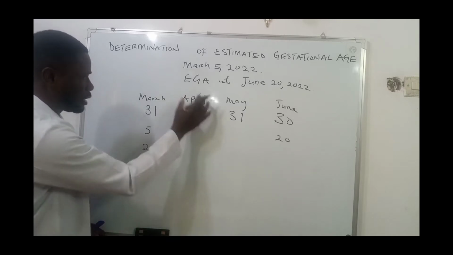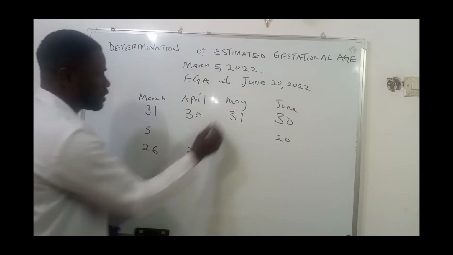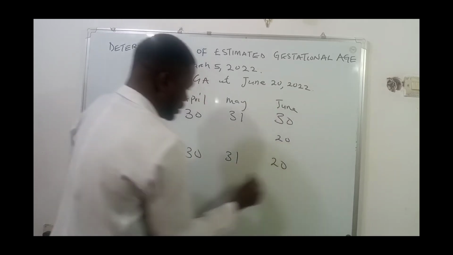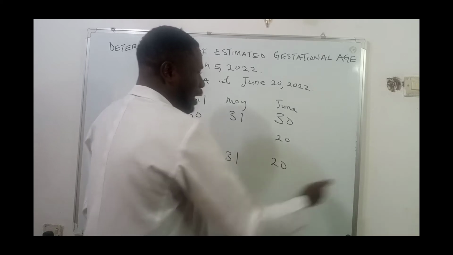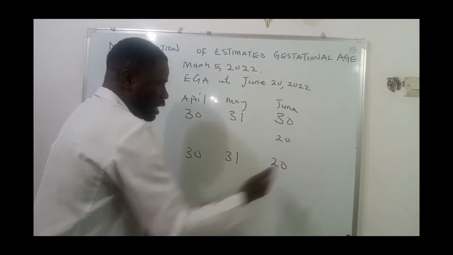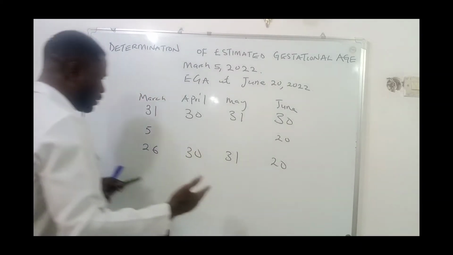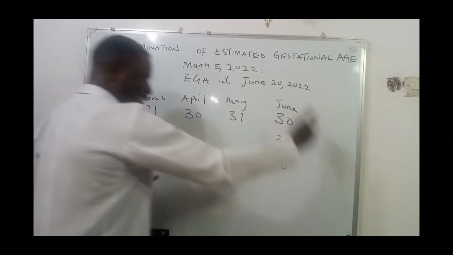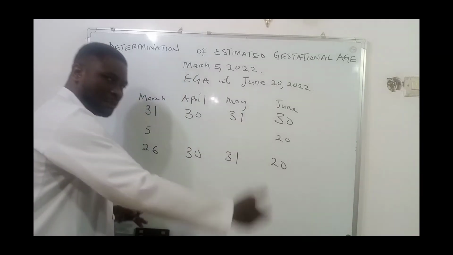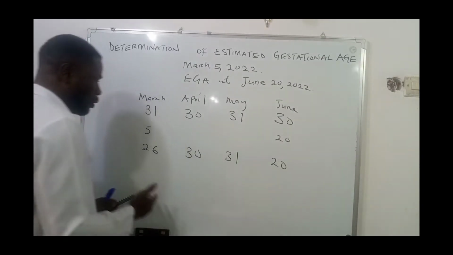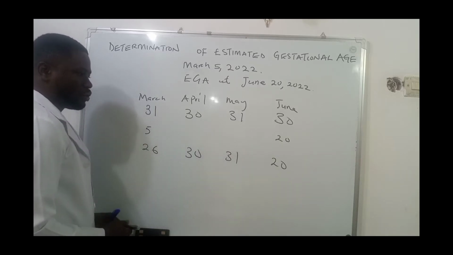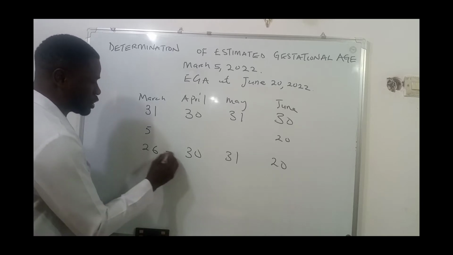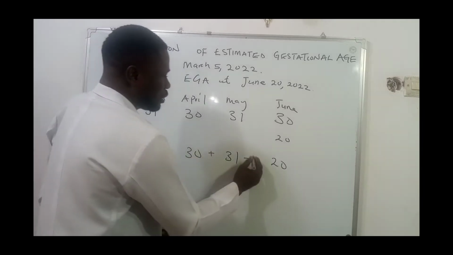And then for April, you have 30 days. For May, of course, you bring down 31 days. For June, here will be what? 20 days. We are not after the days after June 20, which of course will be 10 days. Remember, we are looking at the days from the day of our last menstrual period to the day she is calculating or estimating this. And so now, having determined these days, the next thing you have to do is to add all of them. So you will have 26 plus 30 plus 31 plus 20.